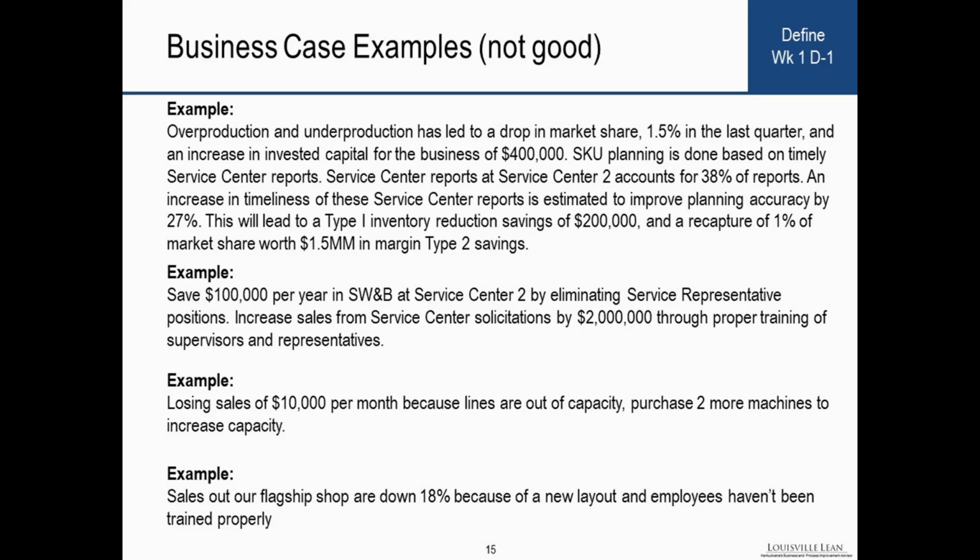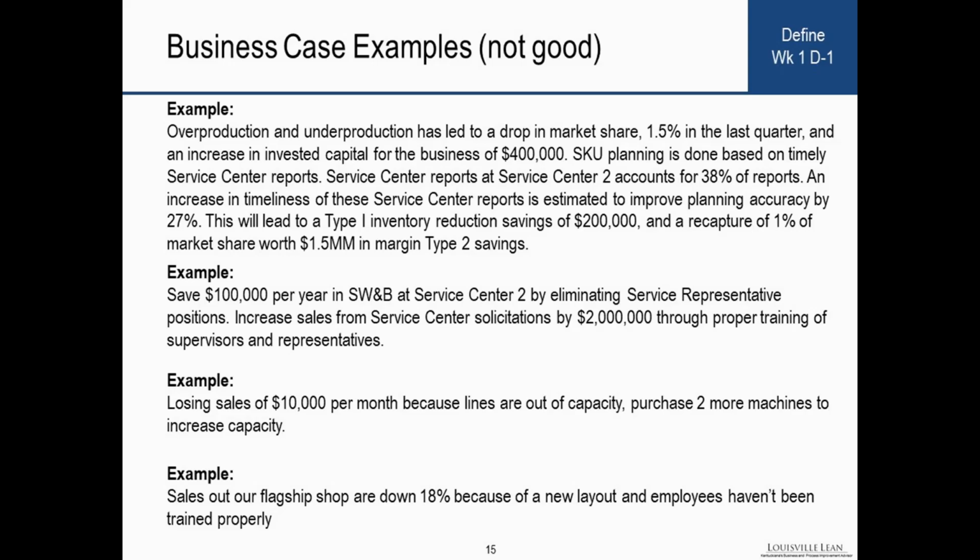Now, the second one's a little bit better. We want to save $100,000 in wages at a service center by eliminating a service representative. Oops, I don't like that. Are you sure you're overstaffed? I'm guessing that's probably not the case. And then we want to increase sales from the service center solicitations by $2 million because everybody's going to be happy after you fire people, through proper training of supervisors and representatives. Again, probably not. There's a project there. I actually see two projects there. So we'll break that apart in a second too.